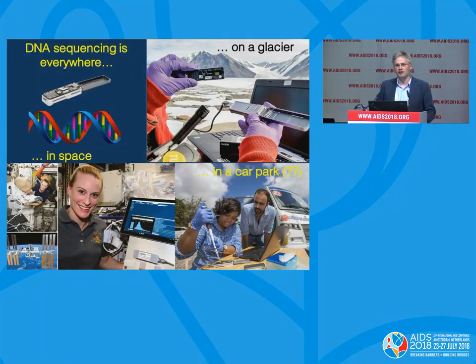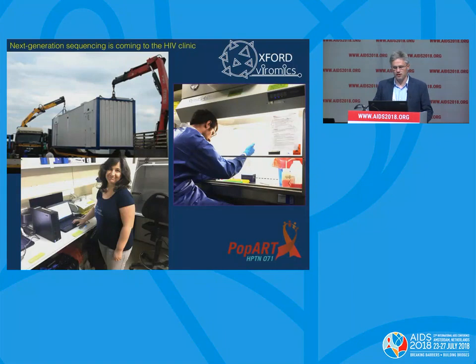So I just want to step back and see where we are with DNA sequencing. Many of you will know this, but DNA sequencing is becoming ubiquitous. It's everywhere. With portable DNA sequencers, you can see people sequencing on a glacier. You can see sequencing in space. And in the bottom right, you can see somebody sequencing a Zika virus very accurately in a car park in Brazil. The data were accurate enough that they were published in Nature.